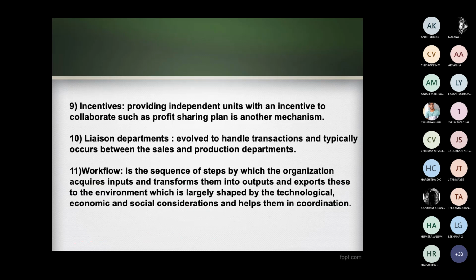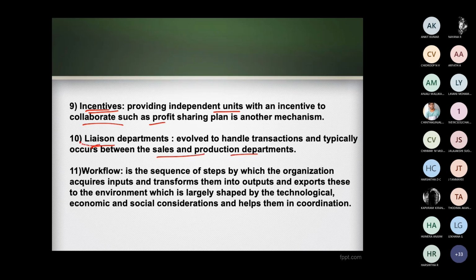Next one is incentives. Providing independent units with an incentive to collaborate, such as a profit sharing plan or another mechanism. That is very important. If you want perfect coordination in your organization, independent units will be there, different persons and different units. Each unit should get a good incentive based on profit sharing or on the effort they put into the organization. Then liaison departments evolve to handle transactions, typically between sales and production departments.